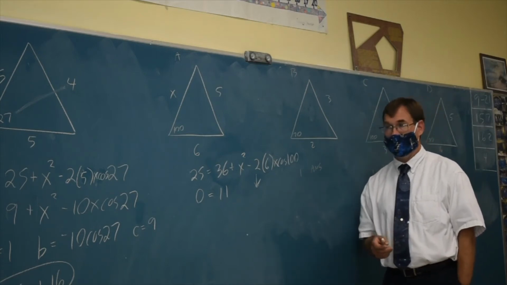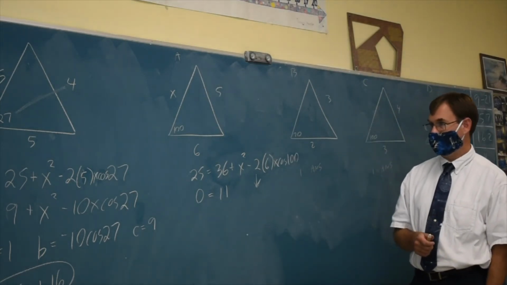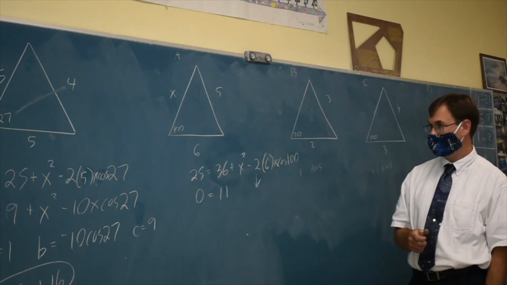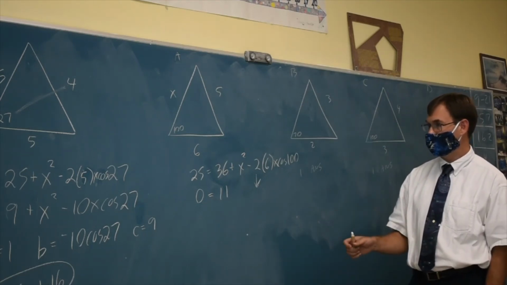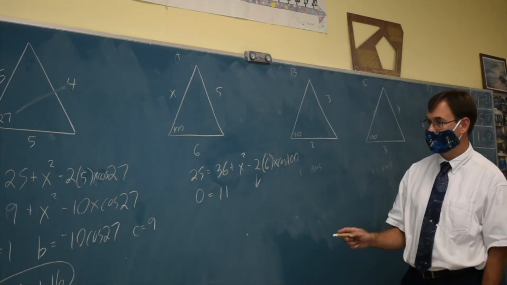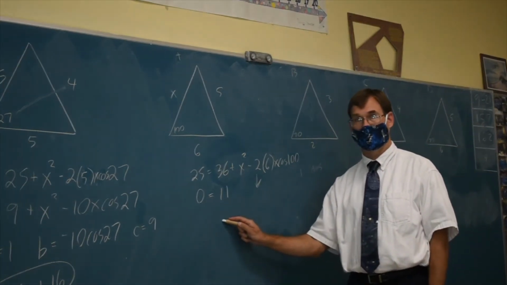A is again 1. A will always be 1. B is again negative. It'll always be negative. In this case, 12 cosine 100. C is the 11. And this says no answer.